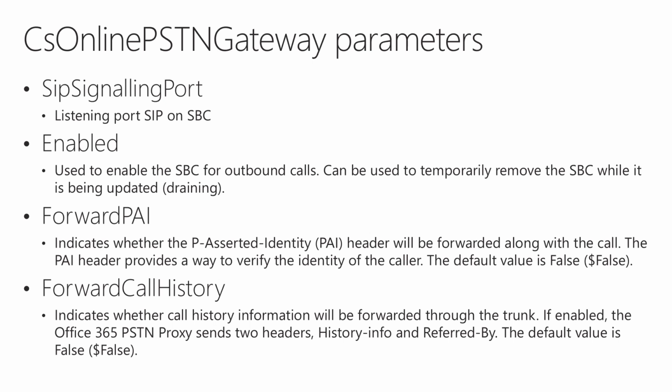The forward PII is the P-Asserted-Identity, and that can be used for billing purposes. The default value, however, is false. The forward call history is history information about call forwarding, and can also be used for billing purposes. The default value is also false.